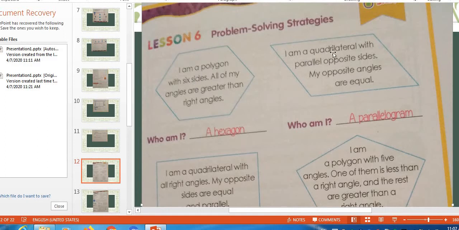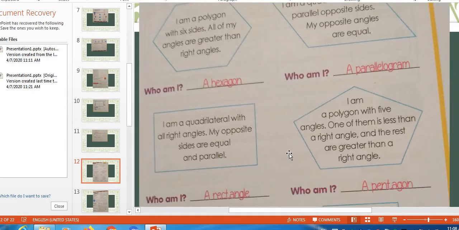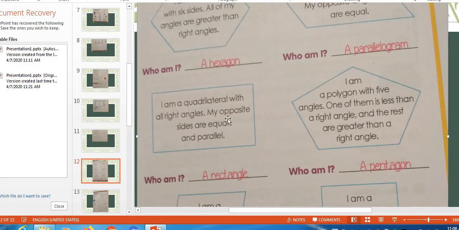I'm a quadrilateral. I have 4 sides, because I am a quadrilateral with parallel opposite sides. My opposite angles are equal. So who am I? I'm of course the parallelogram. I'm a quadrilateral with all right angles. My opposite sides are equal and parallel. So who am I?